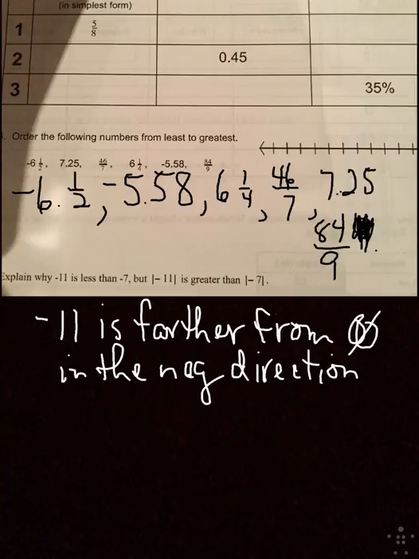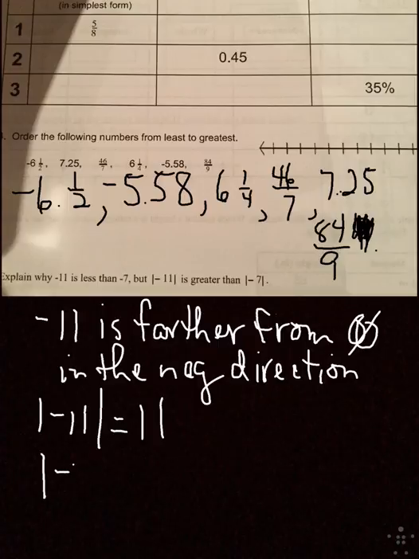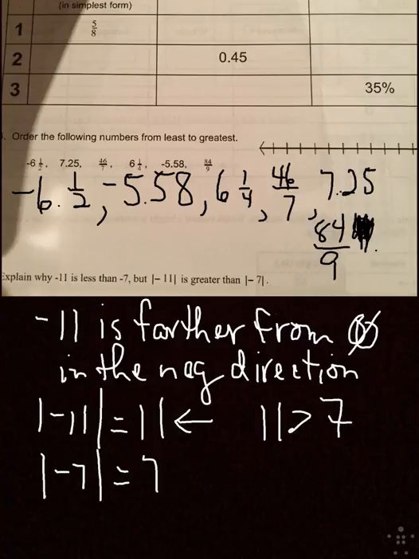But as far as the absolute values, it's exactly the opposite. The absolute value of negative 11 makes it positive 11. The absolute value of negative 7 is positive 7. So in the positive direction, the higher the magnitude, the greater the value. So 11 is greater than 7 because the magnitude is greater.